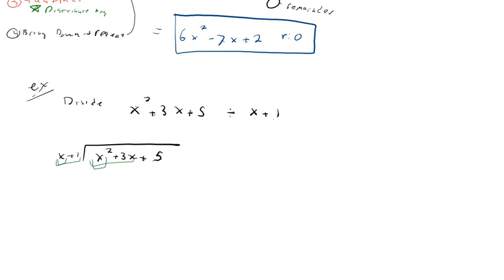We want to make x match x squared. What do I need to multiply x by to make it into x squared? Well, I don't have a number, but yeah, I'm only missing x's. So I'm going to put x up here. And then I multiply. X times x is x squared. X times 1 is plus 1x. That's a 1 there. And then I subtract.